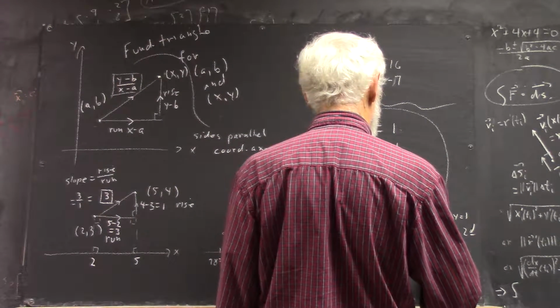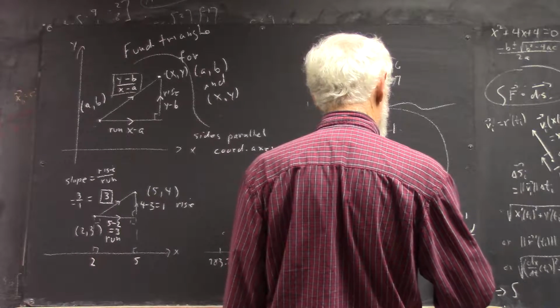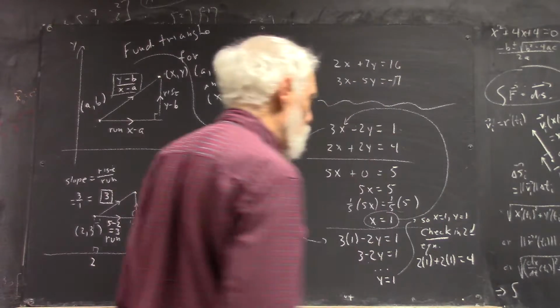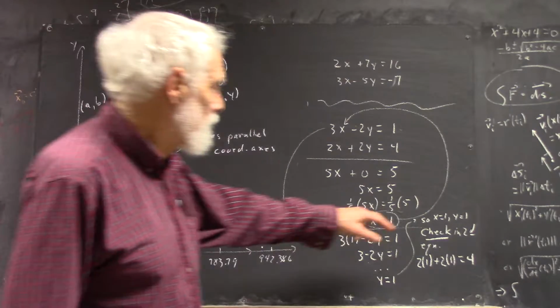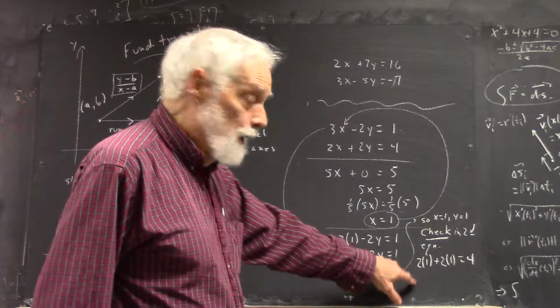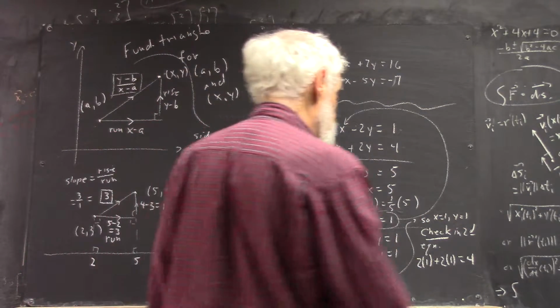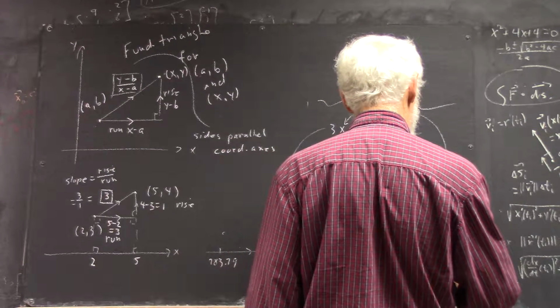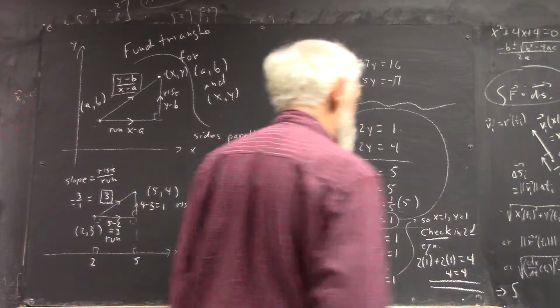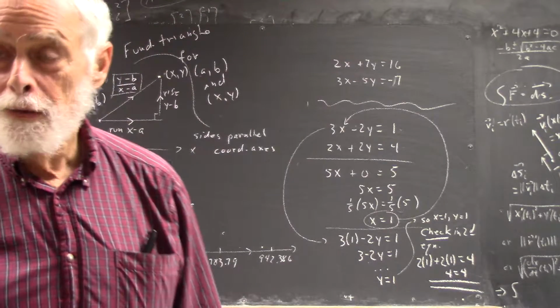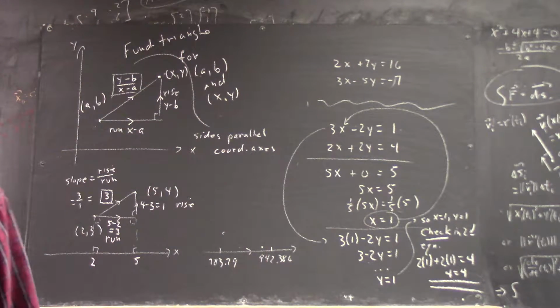2 times 1 plus 2 times 1 equals 4, right? Because we plug x equals 1, y equals 1 in here, that's what we get. And that gives us 4 equals 4, it checks. So we're pretty sure we have the correct solution. Okay?